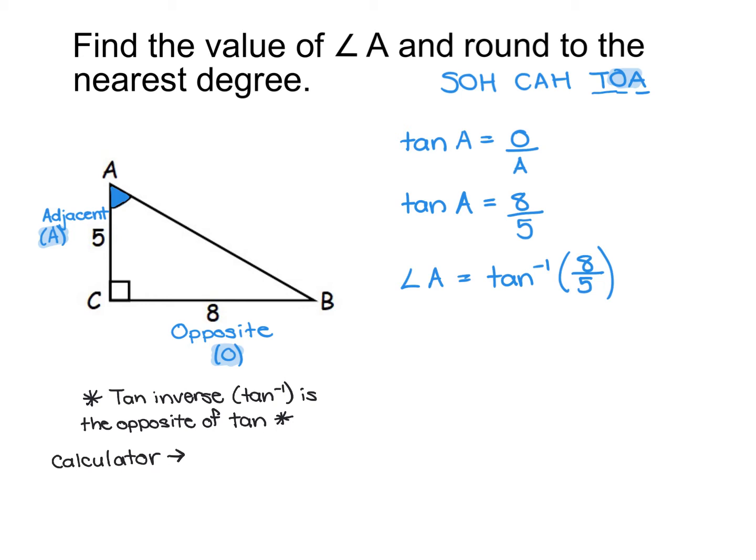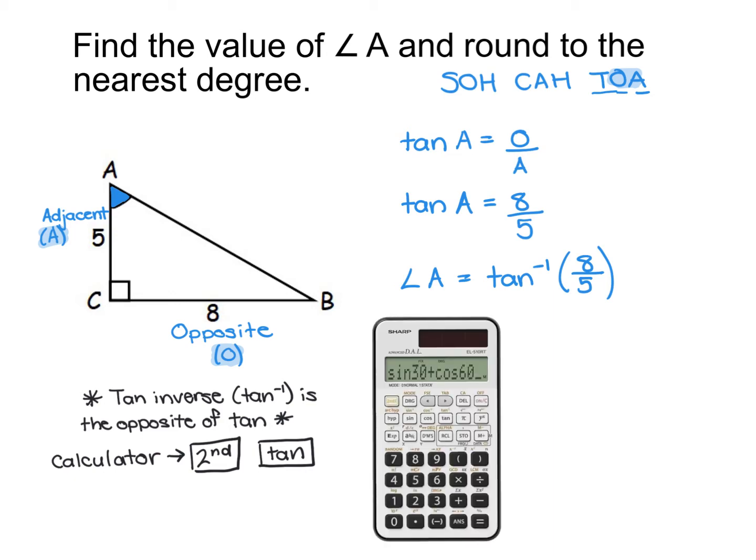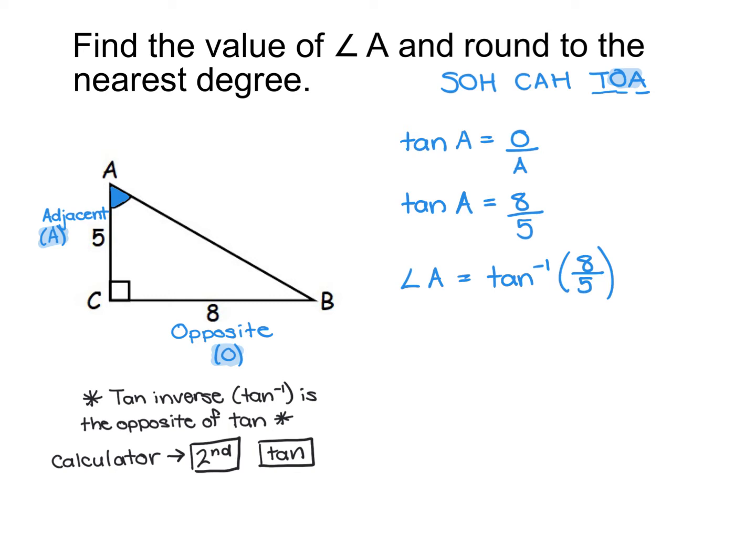Now on your calculator, you will see the second button, so you would have to press that and the tan button. So let me show you that on a calculator. Notice tan inverse is right on top of the tan button. So to access that function, you have to press the second button and then the tan button to get tan inverse. So now let's try doing that to solve our question.